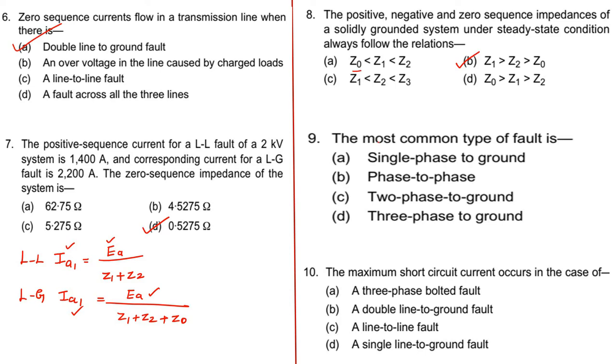Question 9. The most common type of fault is. The most common type of fault that occurs is single phase to ground fault. Question 10. The maximum short circuit current occurs in the case of A. three-phase bolted fault, B. a double line to ground fault, C. a line to line fault, D. a single line to ground fault. The answer is A, a three-phase bolted fault.